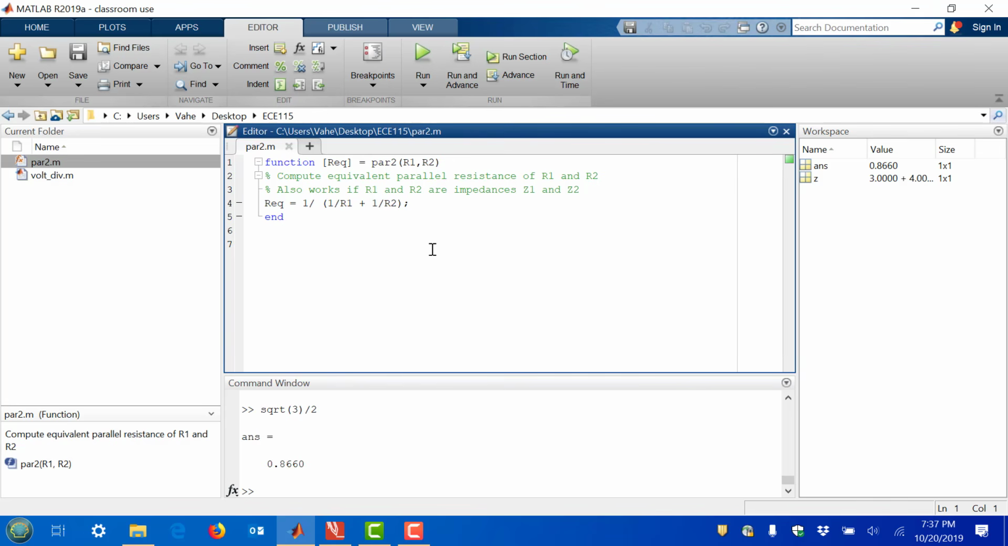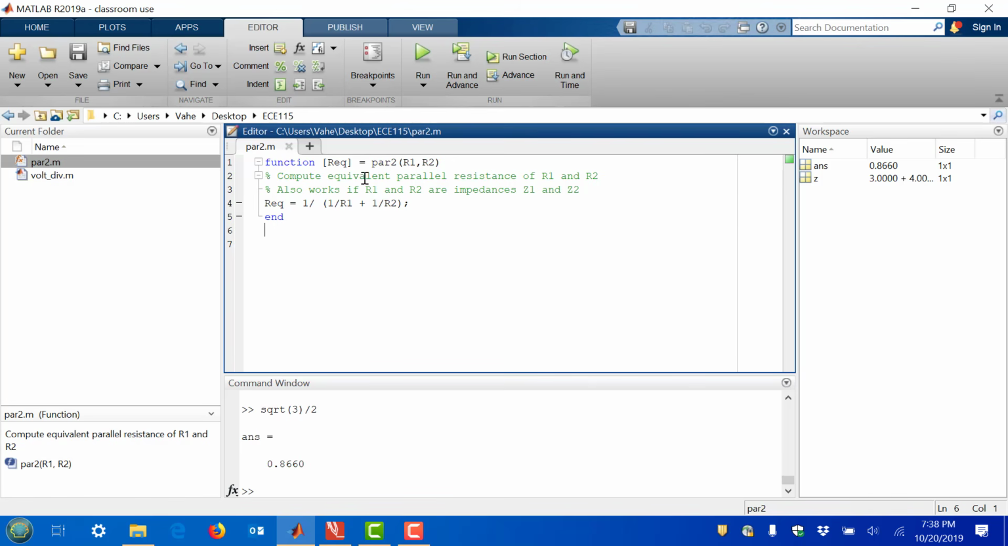So what does this function do? What I have done here is I have defined a function called part2. As you notice, the name of the file is part2, as well as the name of the function, which appears right here. So part2 is the name of the function. And the function is defined by this function and end statements. Between this is where the function is defined.